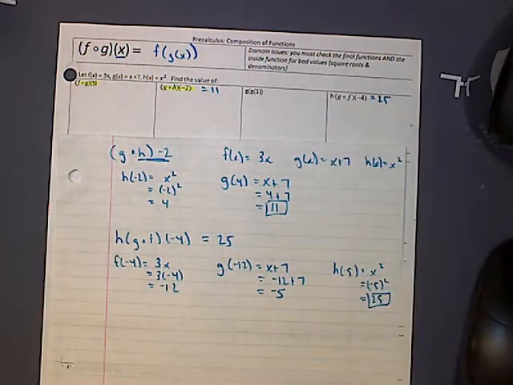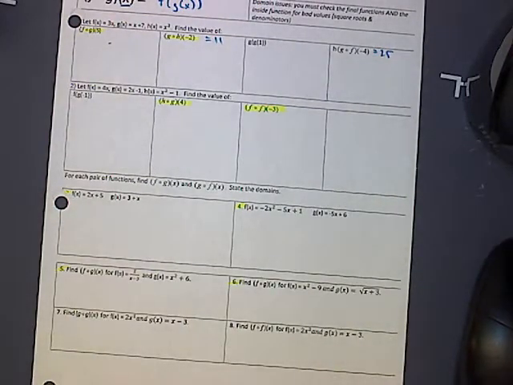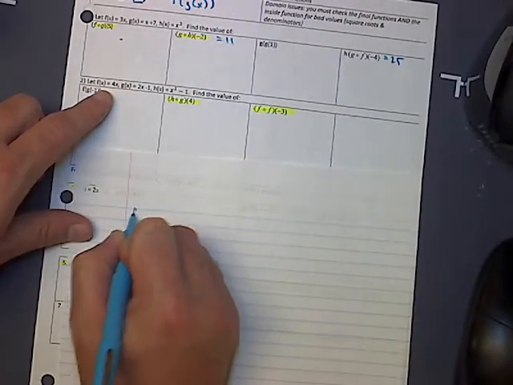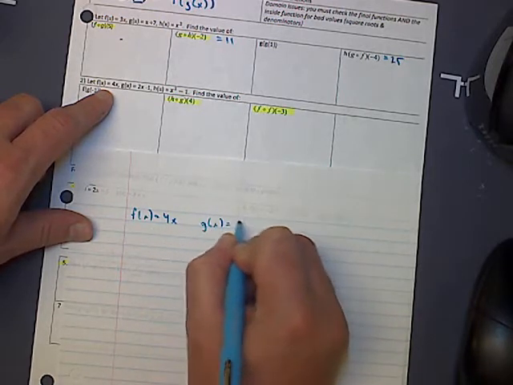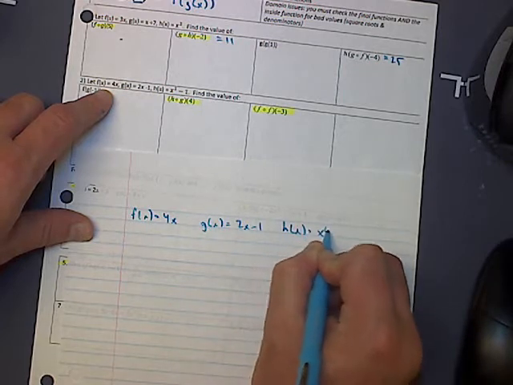So this is how I can determine composition of functions. You take one function and use it to evaluate another one. It all deals with structure. Let's look at the next part. It says, let f of x equal 4x, g of x equals 2x minus 1, and h of x equal x squared minus 1.